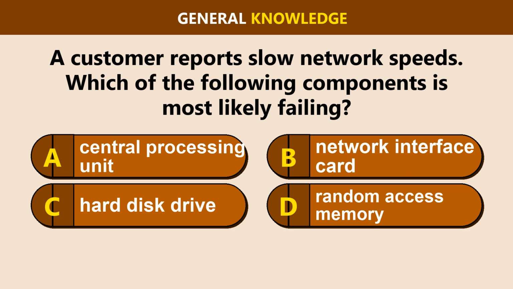Question 70. A customer reports slow network speeds. Which of the following components is most likely failing? Option A, central processing unit. Option B, network interface card. Option C, hard disk drive. Option D, random access memory.